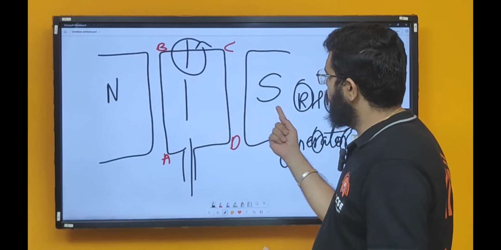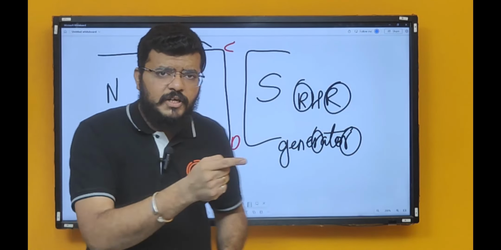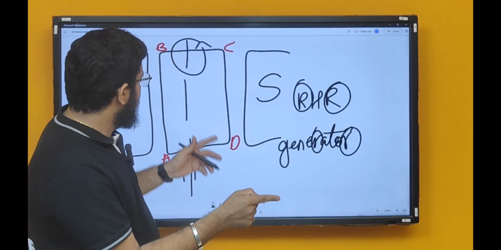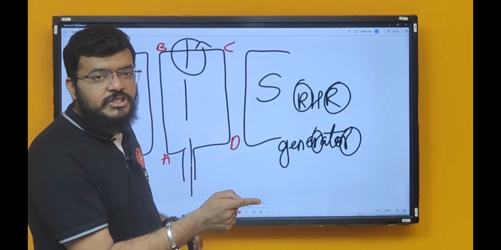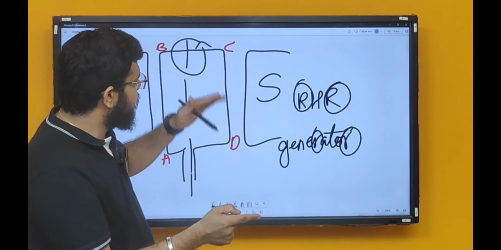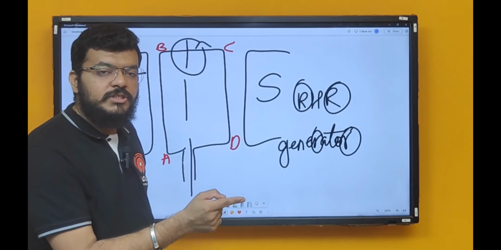Right hand, north to south. Align my finger north to south. For AB, the direction of motion is downwards, right? The direction of motion is downwards.